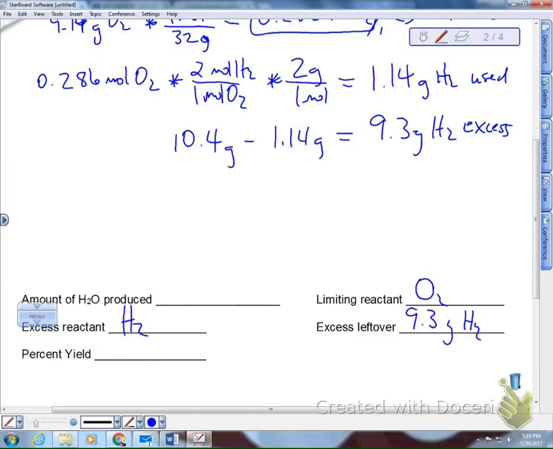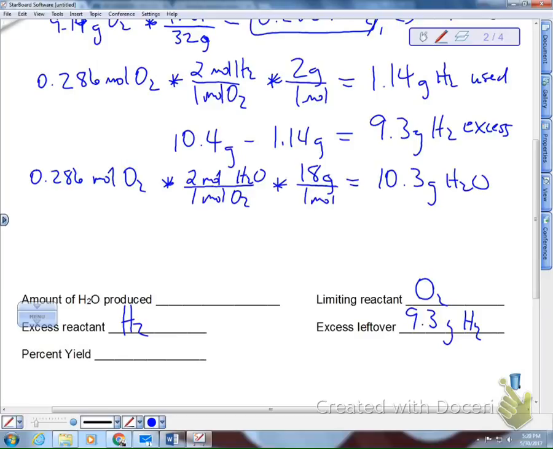Alright, now we're ready to find the theoretical yield. Go ahead, pause, calculate the theoretical yield. Okay, this should be your theoretical yield of water. Just to point out, we didn't talk much about molar masses of these reactants and products at the beginning of this problem because everything was real simple, H2 and O2 and water, and most of you probably have those memorized by now. But 18 grams is the molar mass of water, and that's why I have 10.3 grams of H2O as my theoretical yield.